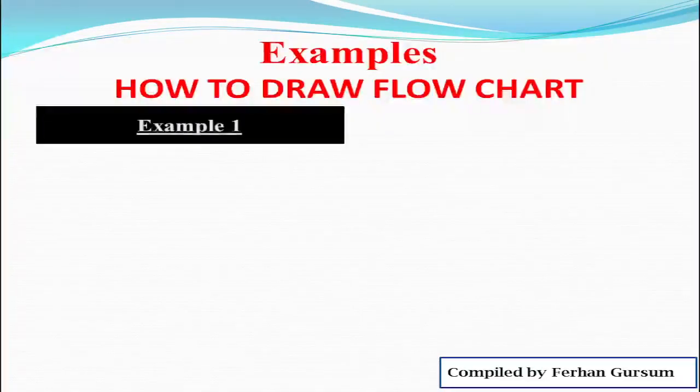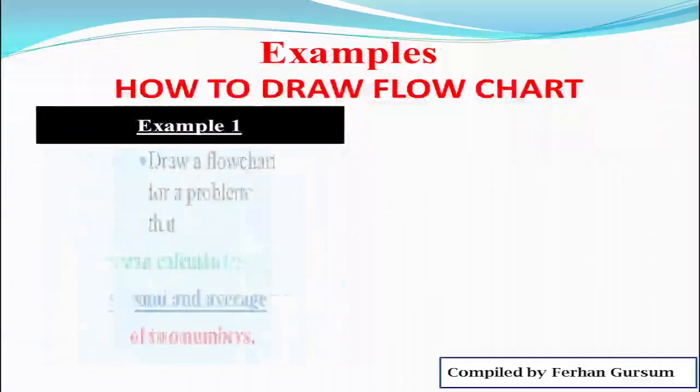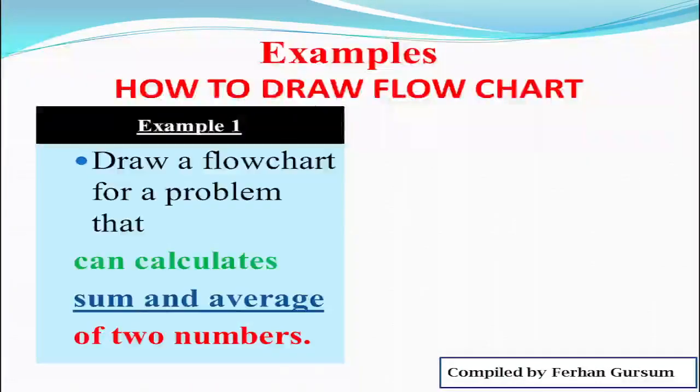Let me take one example. Example 1 says: draw a flowchart for a problem that can calculate the sum and the average of two numbers. When you see these kinds of questions, before drawing a flowchart, you first have to write the algorithmic expression or pseudocode, which means false code.